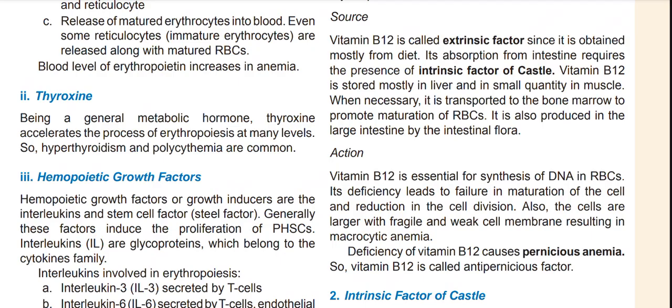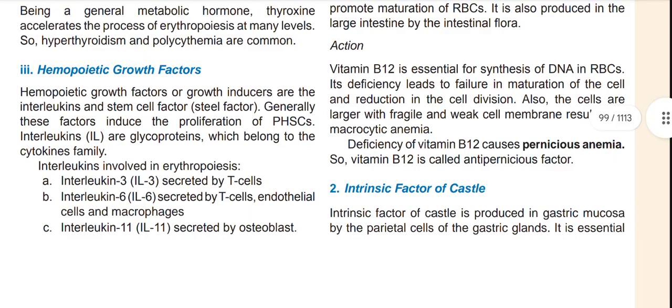If the intrinsic factor of Castle is not present, then vitamin B12 cannot be absorbed. Vitamin B12 is stored mostly in liver and in small quantity in muscle. When necessary, it is transported to the bone marrow to promote the maturation of RBC. It is also produced in the large intestine by intestinal flora. Action: vitamin B12 is essential for synthesis of DNA in RBC.